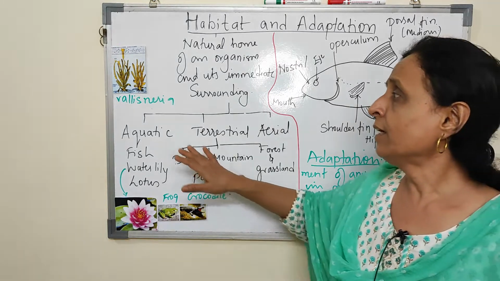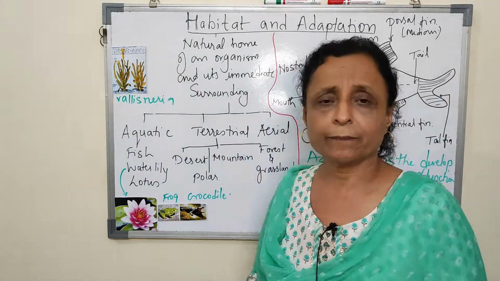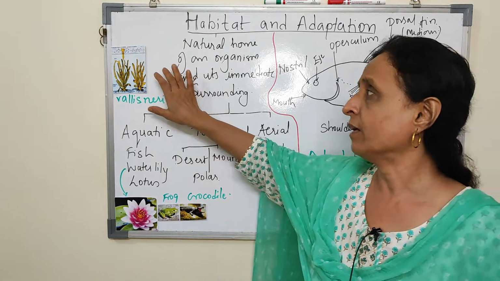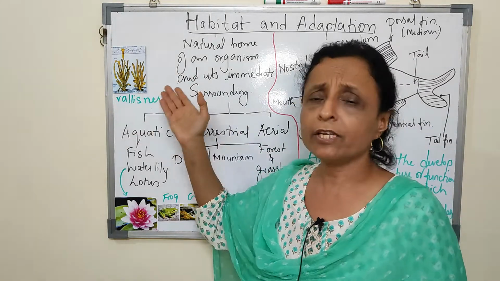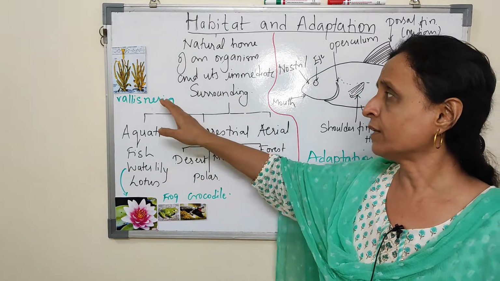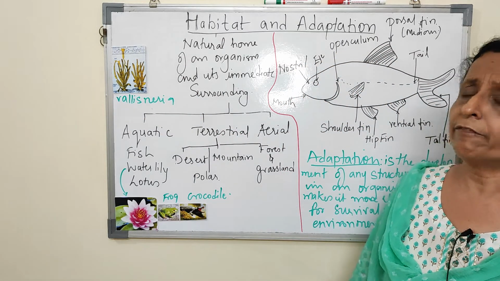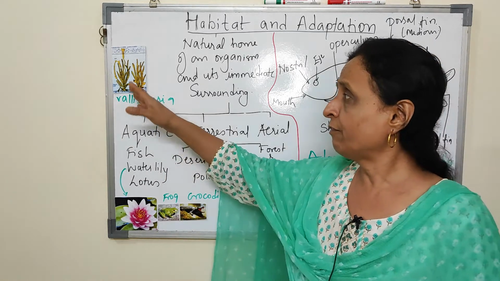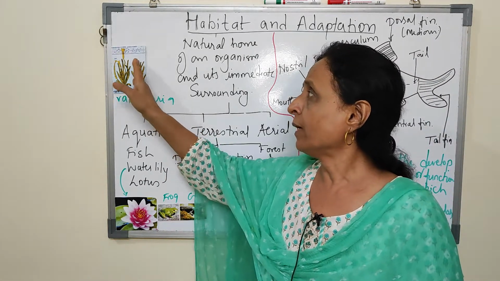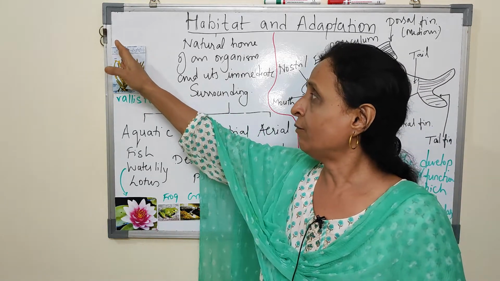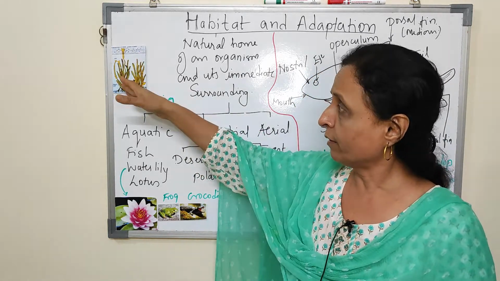Here you can see the picture of Vallisneria. Vallisneria is an aquatic plant. Normally you will see this Vallisneria plant in the aquarium. Here you can see the photograph of the Vallisneria plant. Male and female are different plants here. So male flowers will be floating and will fertilize the female flower through water.